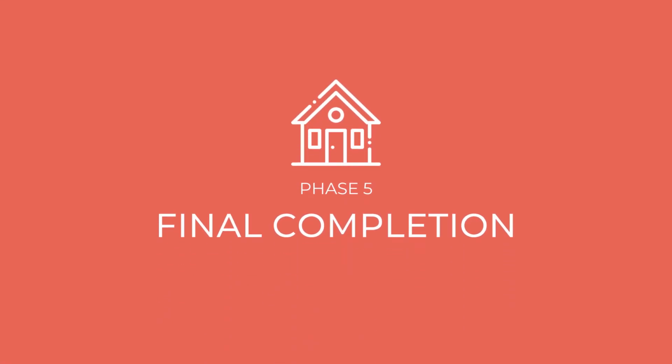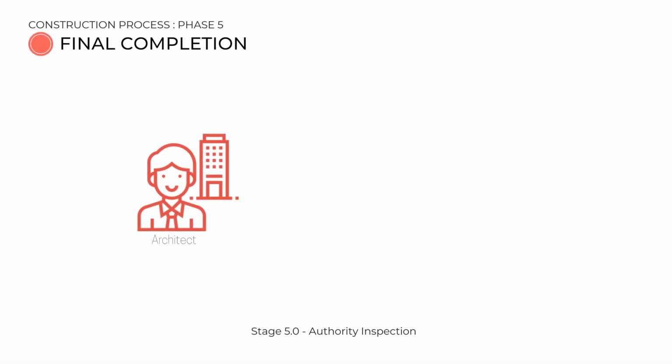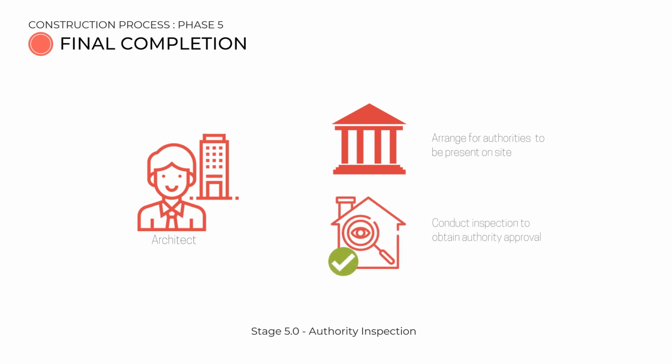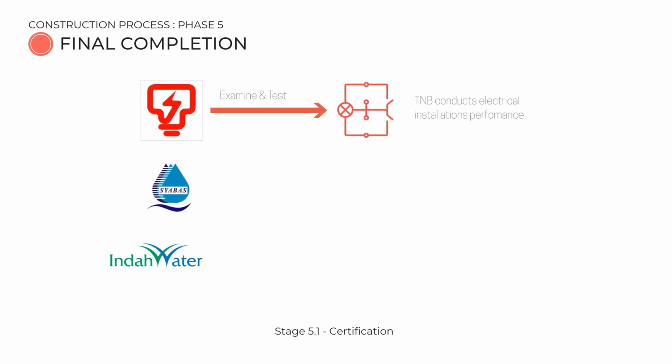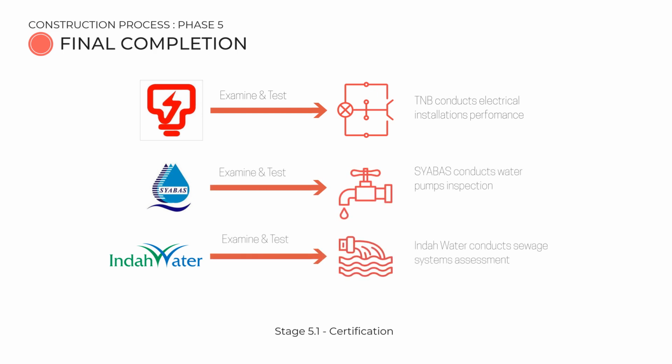Phase 5, the final completion. The architect will arrange for the authorities to be present on site to conduct inspection for local authorities' approval. Utilities are examined and tested. TNB conducts performance on electrical installation. Shabas conduct water pumps inspection, and Indah Water conduct assessments on the sewage system.